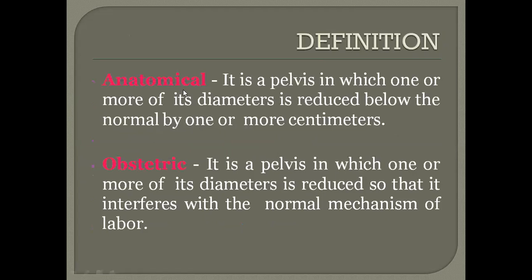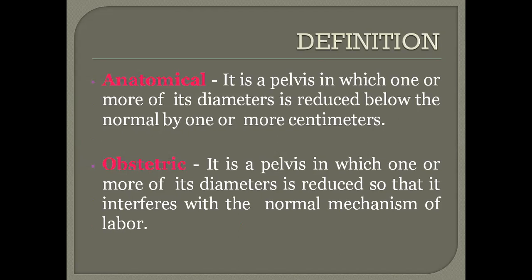Now we are going to deal with another topic, that is contracted pelvis. Here in the contracted pelvis, the diameters are contracted. So we will go into detail about this topic. There are two definitions, the anatomical definition as well as the obstetrical definition. In the anatomical definition, we read it is a pelvis in which one or more of its diameters is reduced below the normal by one or more centimeters. We know the normal diameters of the pelvic brim, cavity and outlet, but if any one diameter or more than one diameter is below the normal by one or more centimeter, then it is known as anatomical contracted pelvis.